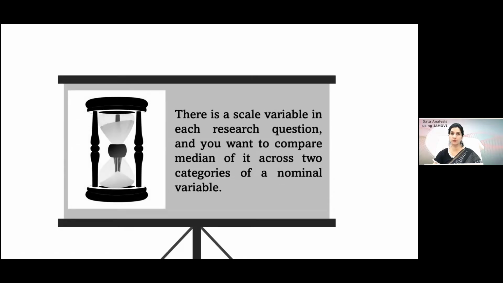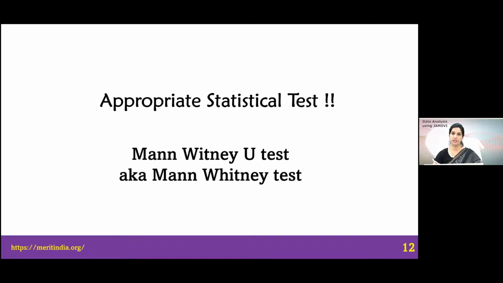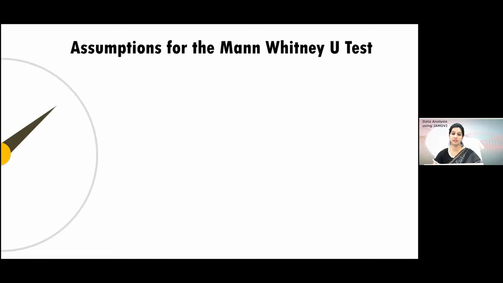So in this case, we have seen that this is the Mann Whitney U, where there is a scale variable. We want to compare the median of this value across two categories of a nominal variable. So the appropriate statistical test is the Mann Whitney U test, which is also known as the Mann Whitney test.